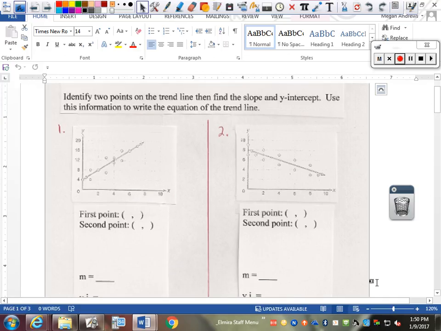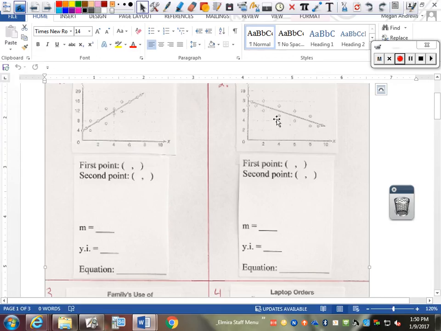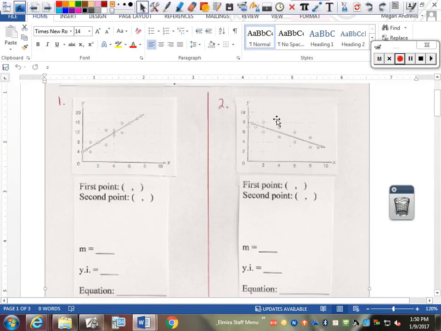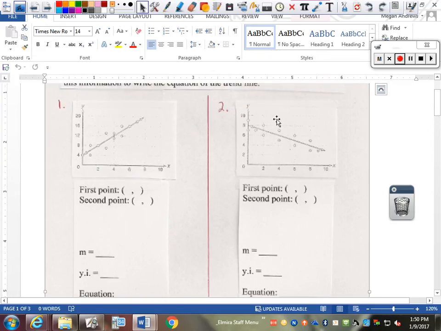Okay. So the homework says in the directions, identify 2 points on the trend line, then find the slope and the y-intercept. Use this information to write the equation of the trend line. Okay, so if I were doing number 1, like I said in class, go to your y-intercept. That's 0, 4. Now, it's asking us to also write that as a coordinate pair there. Now we got to find our second point.